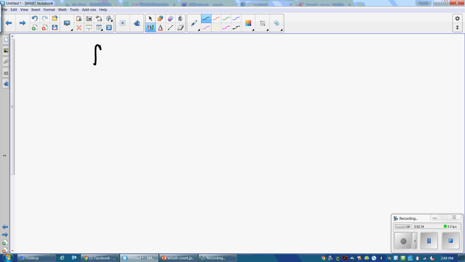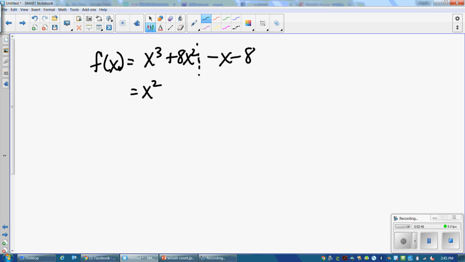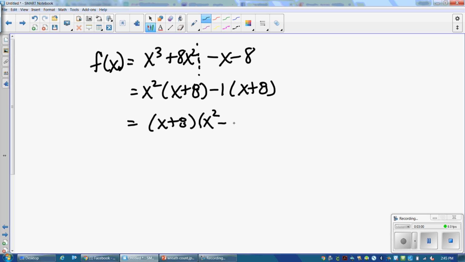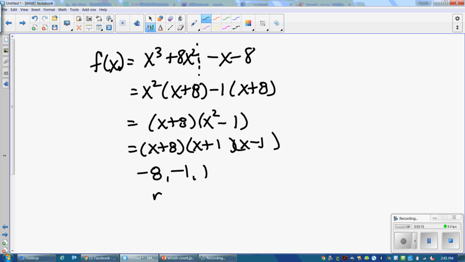The next one, f of x equals x cubed plus 8x squared minus x minus 8. All right, 4 terms means you factor by grouping. Out of the first two, I can take out an x squared, and it'd leave me with x plus 8. Out of the last two, I can take out a negative 1, and it'd leave me with x plus 8. So now the common factor is x plus 8, and the rest of it is x squared minus 1, which can be factored as x plus 1, x minus 1. So my zeros are going to be negative 8, negative 1, and 1, and they all have a multiplicity of 1.